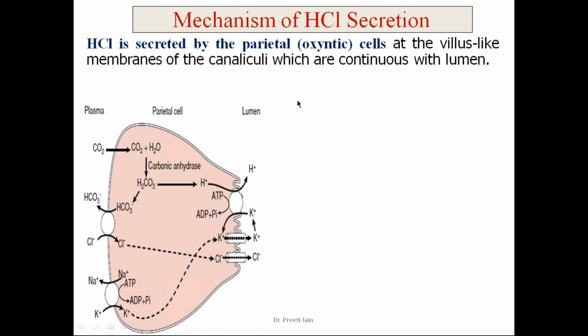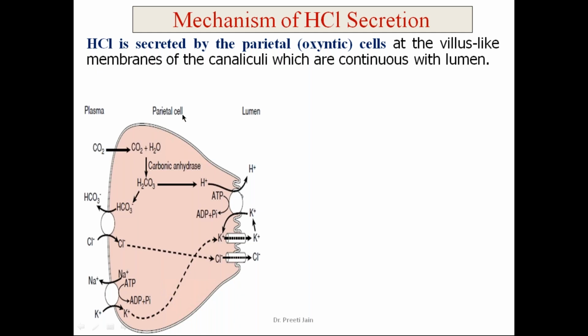of HCl secretion. Now this mechanism of HCl secretion comes in your exams almost every year, right? So you can get it as a long question also. What is the mechanism of HCl, or describe the mechanism of HCl secretion in the stomach, right? So HCl is secreted by parietal or the oxyntic cells at the villus-like membranes of the canaliculi, which are continuous with the lumen. So here you can see this diagram.